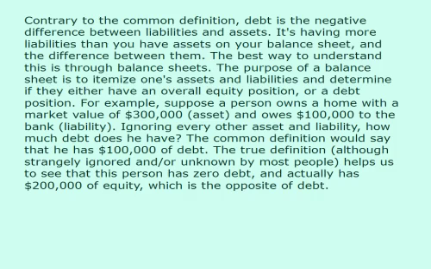The common definition would say that he has $100,000 of debt. The true definition, although strangely ignored or unknown by most people, helps us to see that this person has zero debt, and actually has $200,000 of equity, which is the opposite of debt.